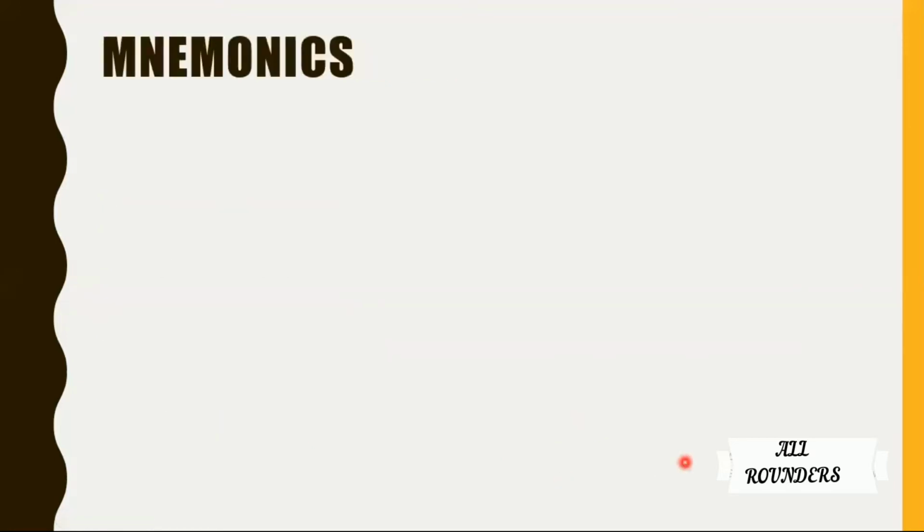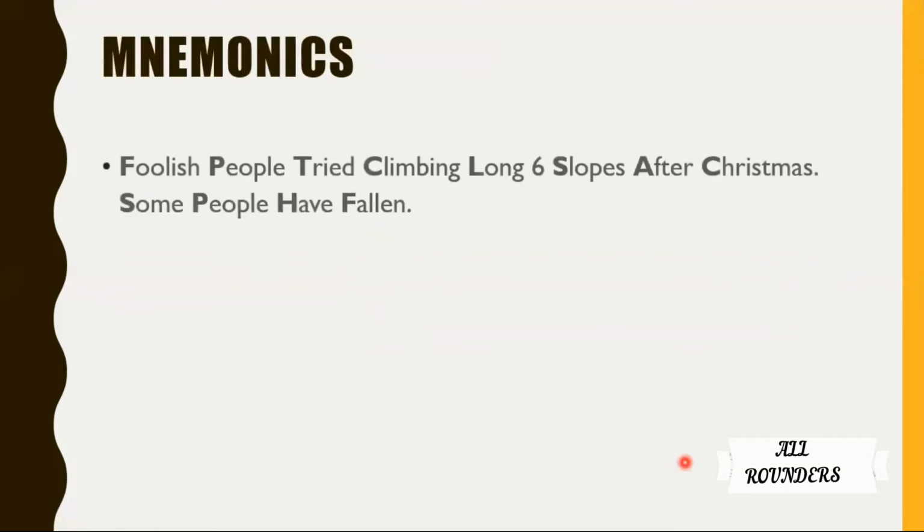So let's go to the main part of the video, that is mnemonics. I've created one story, and it is a very famous mnemonic as well. This is: foolish people tried climbing long slopes after Christmas. You can just close your eyes and remember this. Foolish people tried climbing long slopes after Christmas. Some people have fallen from there.